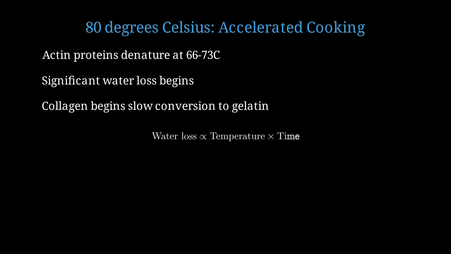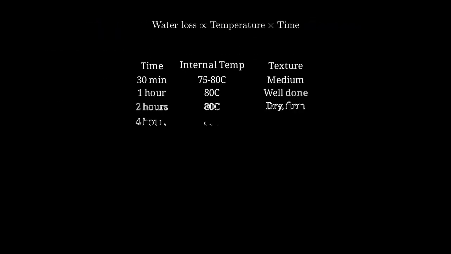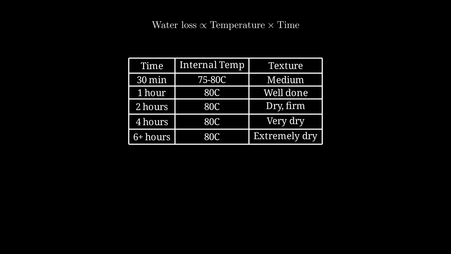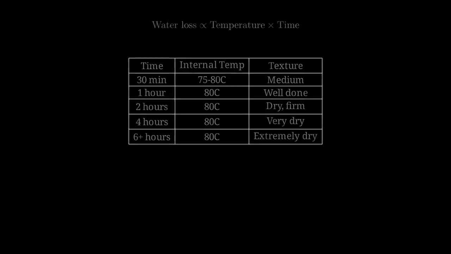Water loss is proportional to both temperature and time. Higher temperatures accelerate moisture loss. Here's what happens at 80 degrees over time. After 30 minutes, you get a medium doneness. After an hour, the meat is well done. Beyond 2 hours, the meat becomes increasingly dry as water continues to evaporate.